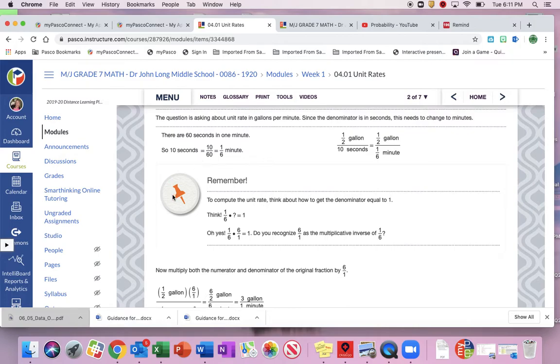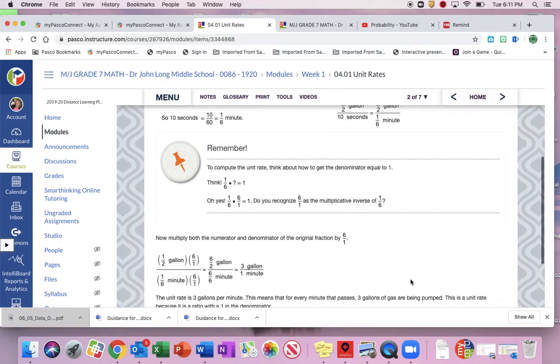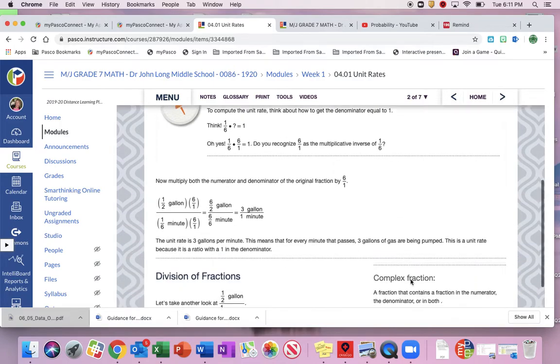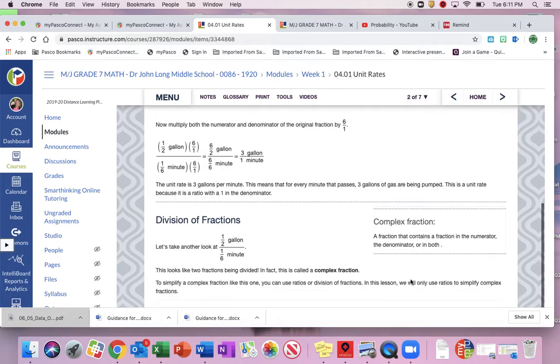All right, notice it's got a big remember tip over here. To compute the unit rate, think about how to get the denominator equal to 1. You still need to scroll down and look at the examples. They are walking you through multiplying both the numerator and the denominator of the original fraction by 6/1 to get the unit rate, which is 3 gallons per 1 minute.